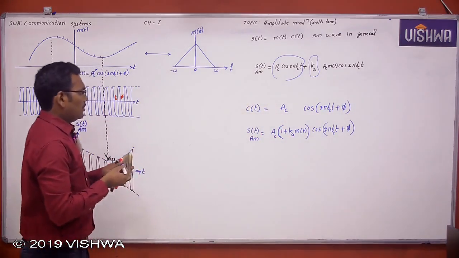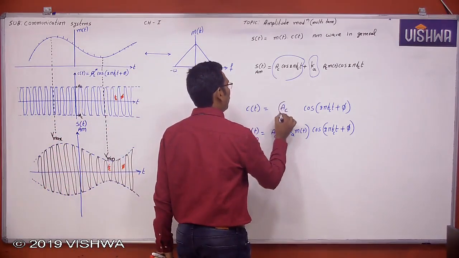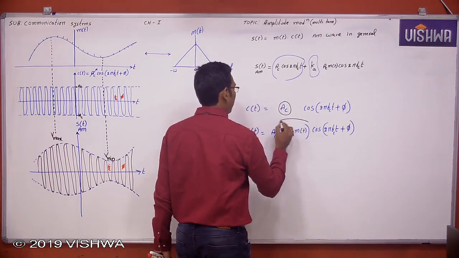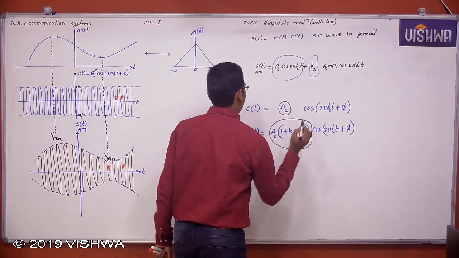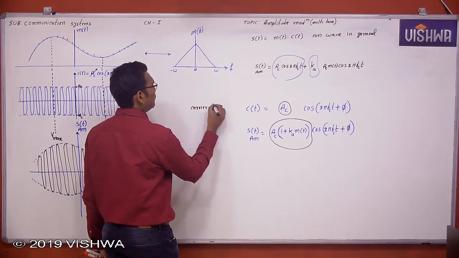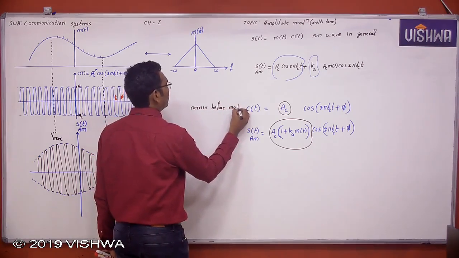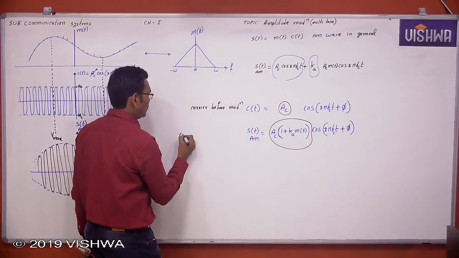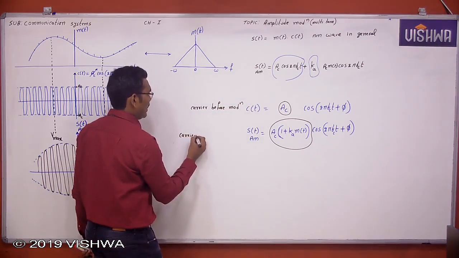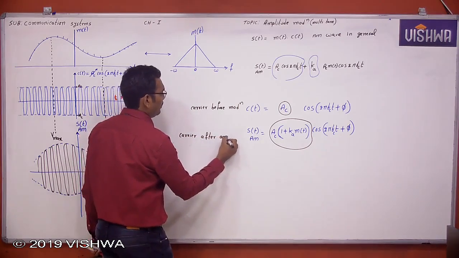Now this is the carrier before modulation. This is the amplitude of the carrier before modulation, and this is the amplitude of the carrier after modulation. This is the carrier before modulation. Now this is the carrier after amplitude modulation.